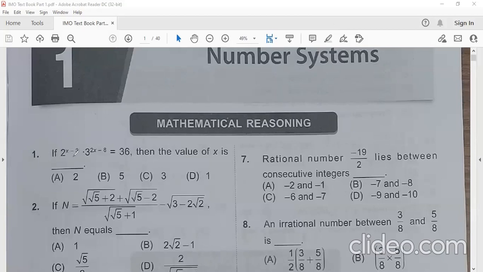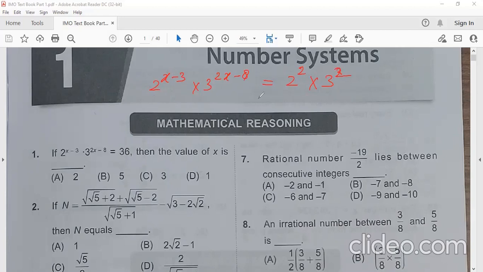Question number 1: if 2 raised to power x minus 3 multiplied by 3 raised to power 2x minus 8 is equal to 36. It's very easy. You will write this in this way: 2^(x-3) into 3^(2x-8), and 36 you will write as 2 into 3, so 2 raised to power 2 and 3 raised to power 2. So 4 times 9 is 36.